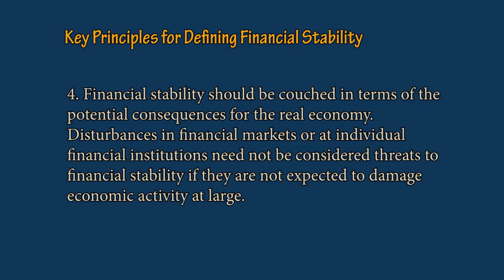It's not like that some company has an issue, or some 5-6 companies have issue, some banks have issue. We need to think about, is it going to affect the larger economy, right? If it doesn't, then it's not really a systemic issue. It's the issue of certain particular institutions, particular enterprises, and so on. So we are saying that disturbances in financial markets or at individual financial institutions need not be considered as threats to financial stability if they are not expected to damage economic activity at large.